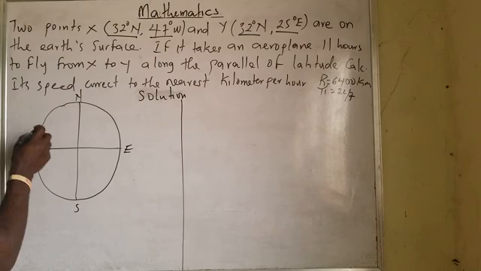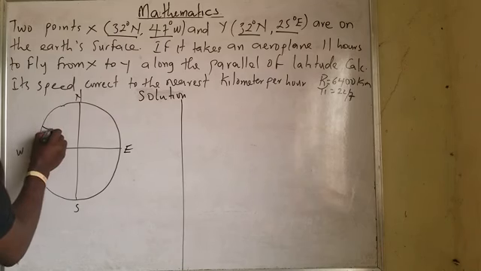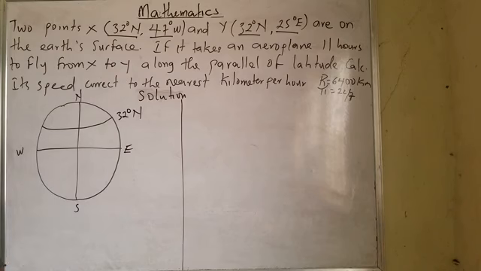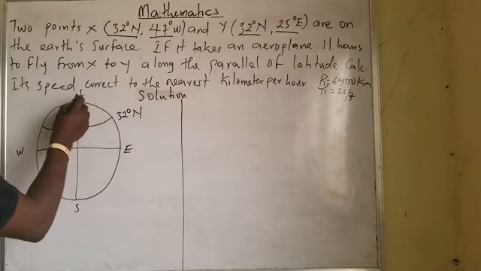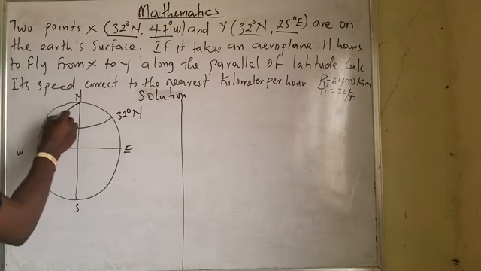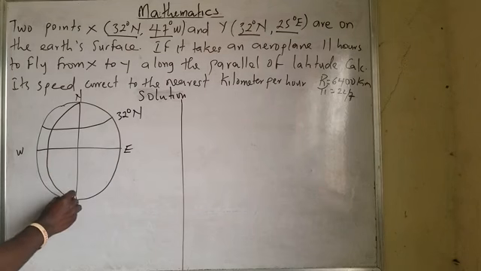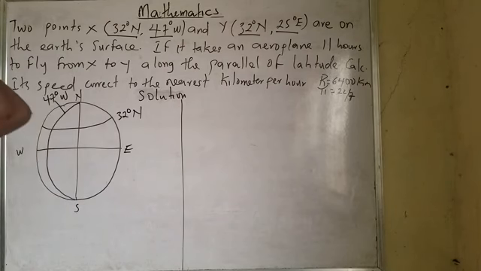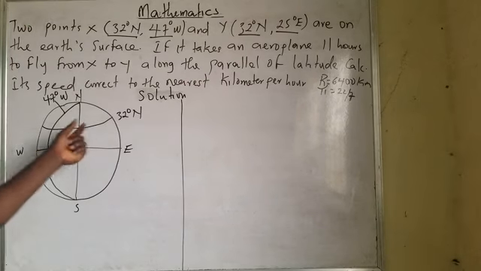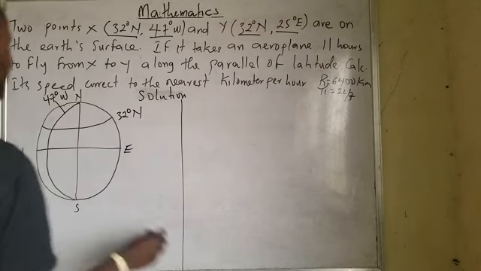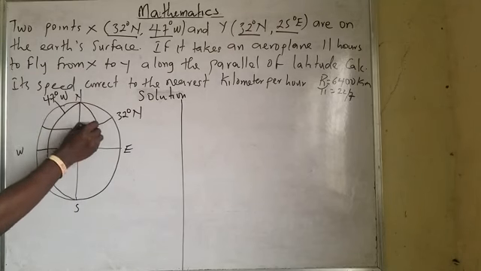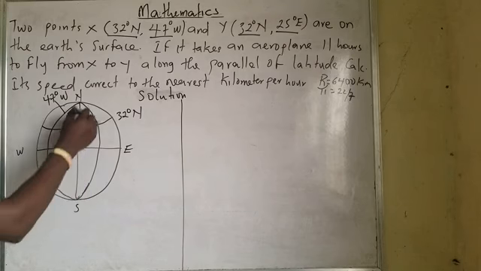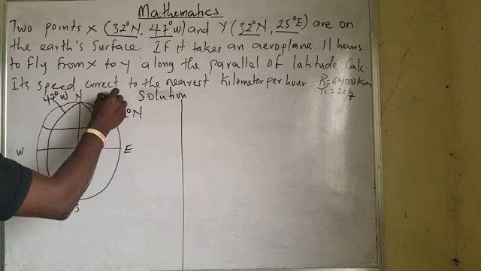Okay, now, I'm having north of this, 32. This is going to be 32 degrees north. And I'm having 47 degrees west, which is my longitude. Now, I'll move on to the next one, 32 degrees north, which is very correct. And 25 degrees east. Now, here will be 25 degrees east.